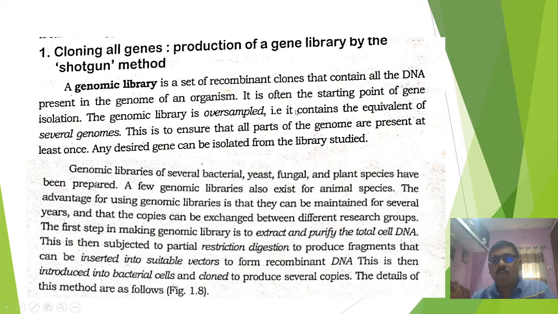It is often the starting point of gene isolation. The genomic library is oversampled, that is, it contains the equivalent of several genomes, and this ensures that all parts of the genome are present at least once. Any desired gene can be isolated from the library study. And we'll discuss later on how this genomic library is established.